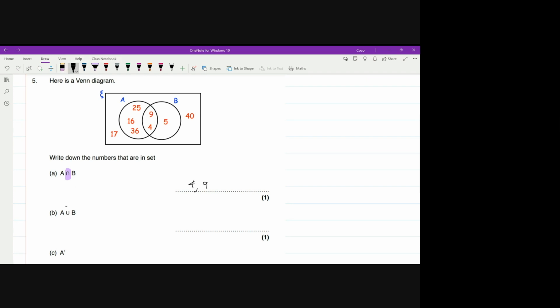All right, the next one says A union B. Union means more. It means or means more. So everything in there and in there. So we get 4, 5, 9, 16, 25, and 36. All right, and the last one, it says A apostrophe, which means not, anything that is not in A. So we will draw a circle around A, and anything that is not in A is what we will pick. So 5, 17, and 40.